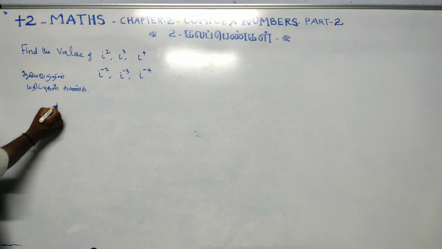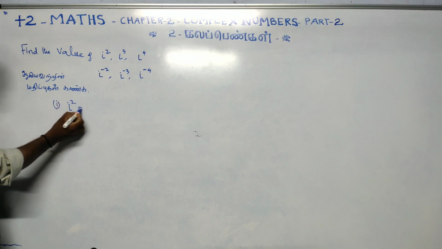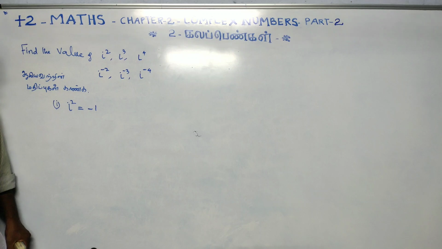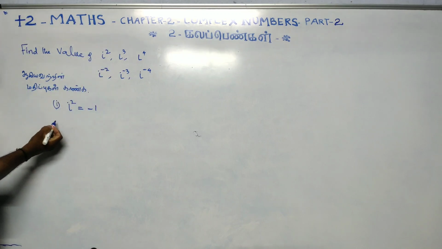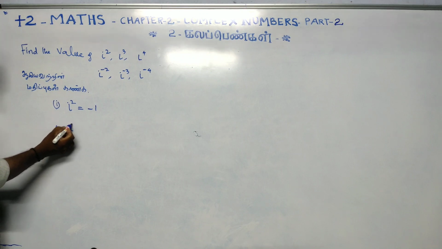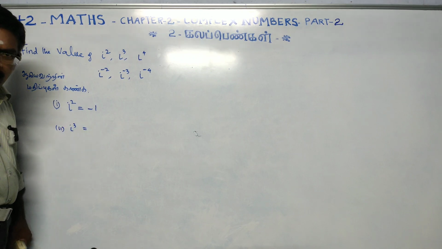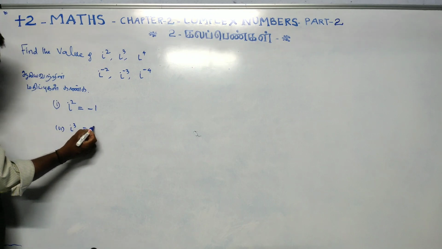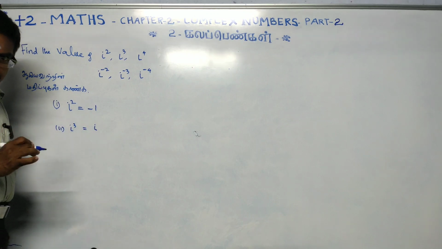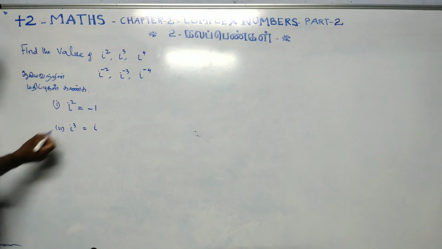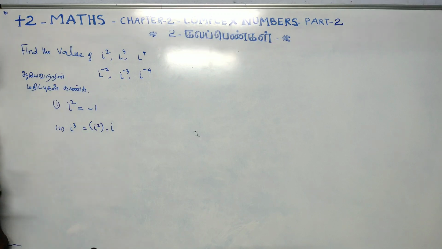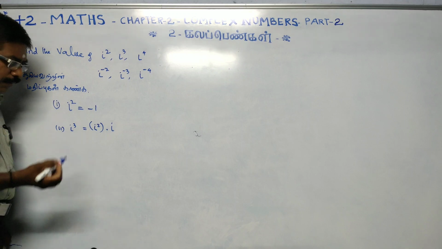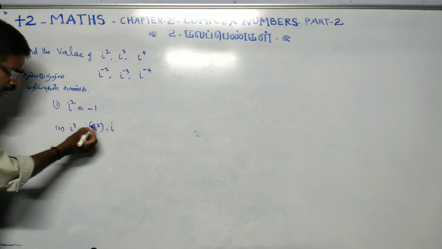First one, i square. The value of i square is minus 1. How can we find i cube? We have to write the given term in terms of i square. I cube is i square into i. When we multiply the terms, we add the powers.